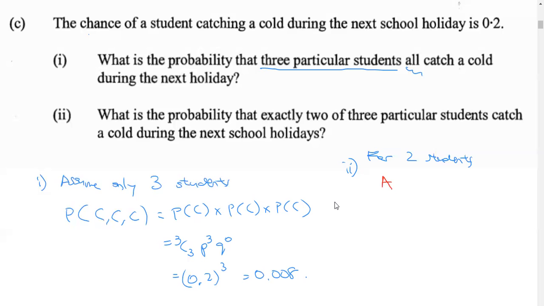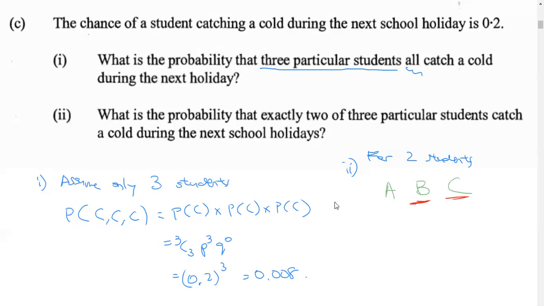If you think of your students as A, B, C, Angela, Bob, and Charlie, say. It could be Angela and Bob that got sick. That's one option. It could be Angela and Charlie that got sick. That's your second option. Or you could have Bob and Charlie getting sick, giving you 3 different possibilities.